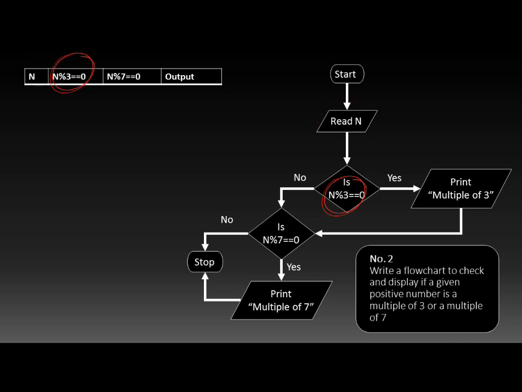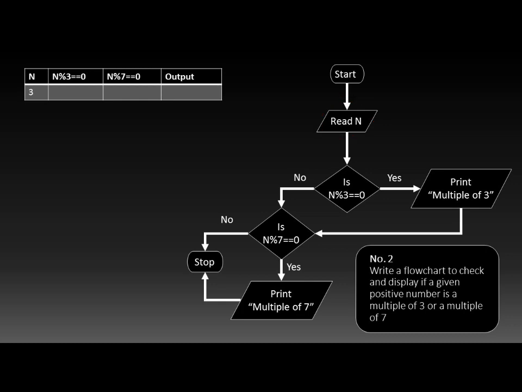n modulo 3 equals 0. Modulo is used to determine if the division of the two numbers equals 0 remainder. So next variable is n modulo 7 equals 0, and last is output. So first we have to input a number. So my input is number 3.